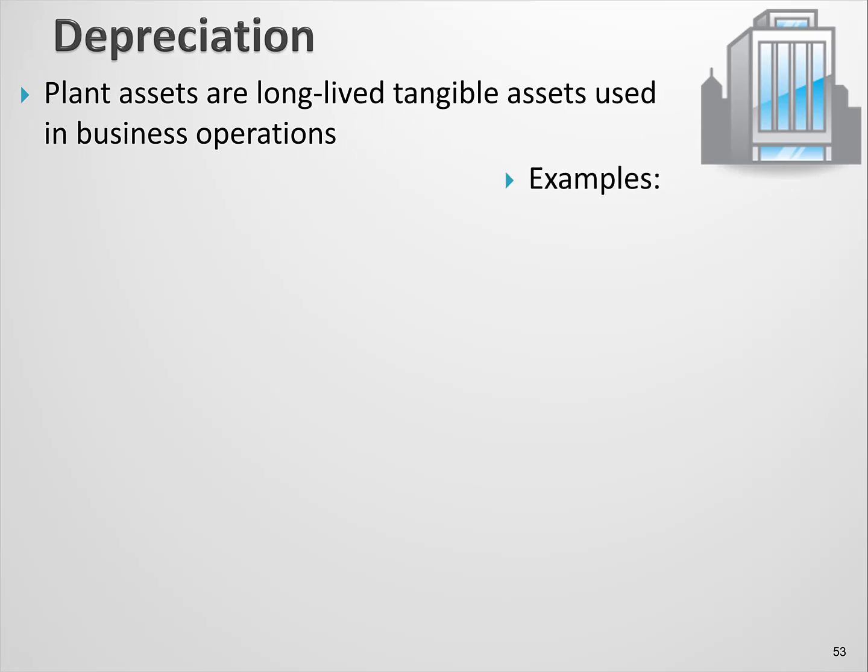Now we're going to learn about something called depreciation. But first we need to know what plant assets are. Plant assets are long-lived, tangible assets used in business operations. So you probably can understand the part about being used in business operations, but what about long-lived? Long-lived means something that's going to be used for a while, something that's going to be around for a while.